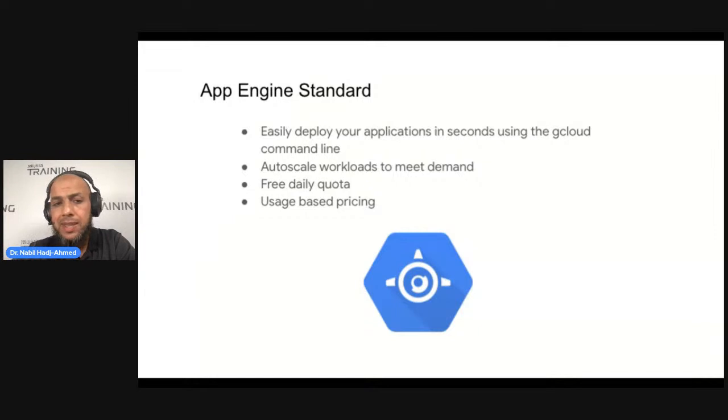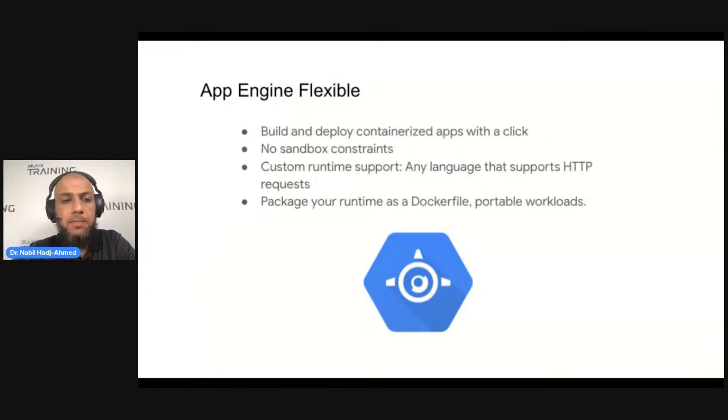And that's why there is the second one, which is the flexible. Maybe you need to code in a different language, maybe you need to access local file systems, but you still want to take advantage of the benefits of App Engine, like automatic scaling up and down. That's what App Engine Flexible is for. It's no longer a sandbox. It lets you specify the container your application runs in. So App Engine does run on containers. That's the whole idea behind it.